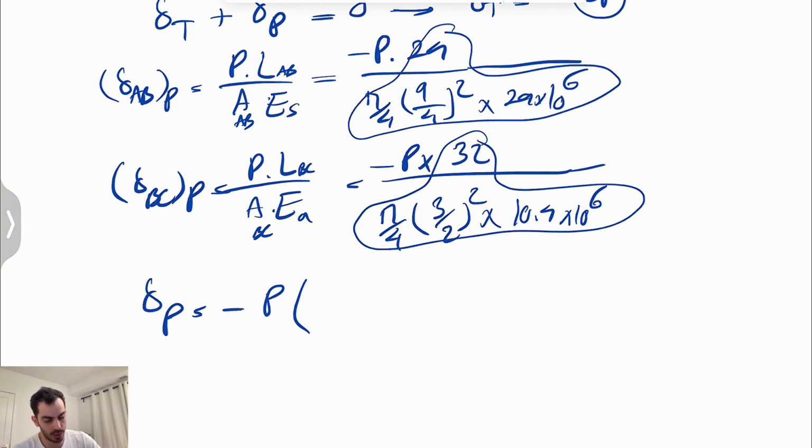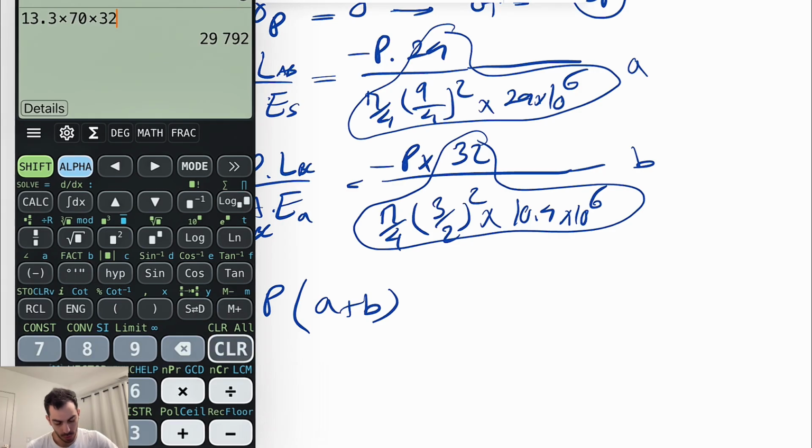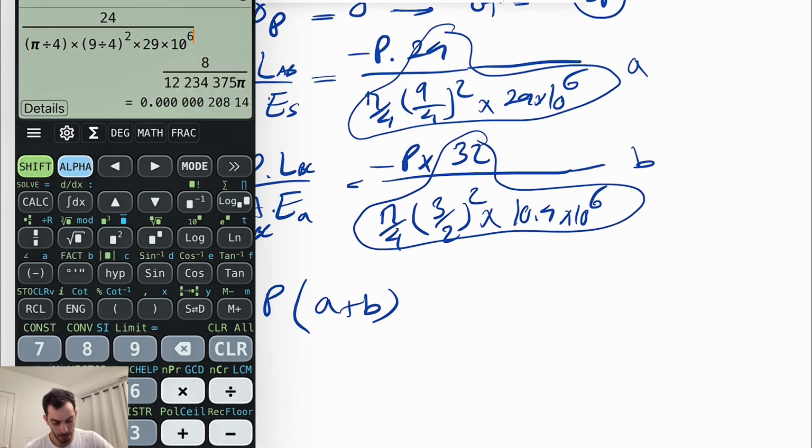So basically we can factor P out of each of these. If we just call this A and this one B, it is basically A plus B. Let's calculate this very quickly. We have two ratios, 1/24 over pi divided by 4 times 9 divided by 4 squared times 29 times 10 to the 6. So it's going to be minus P times 208.14 times 10 to the minus 9, plus the other one.